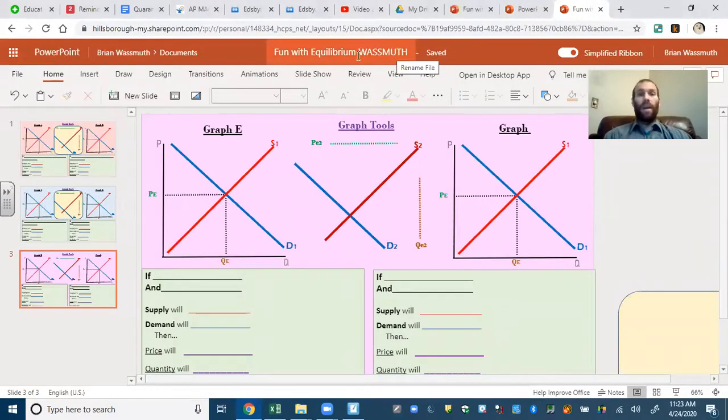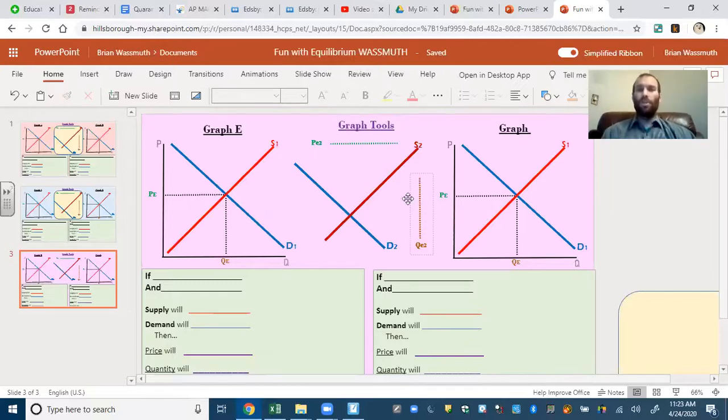So we'll go ahead to the editing one where I put my name right up here, and we can start seeing this. So remember, you're going to type in your if and and statement, and then you're going to want to go to supply will and demand will. Once you have that filled in for these, the rest of it gets easy. And you're going to be shifting these curves and these quantities as such.